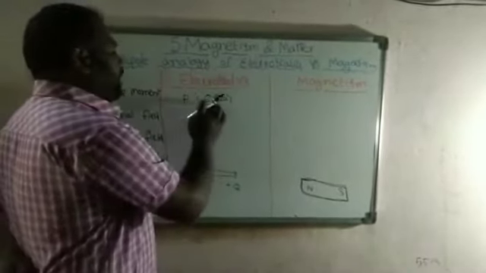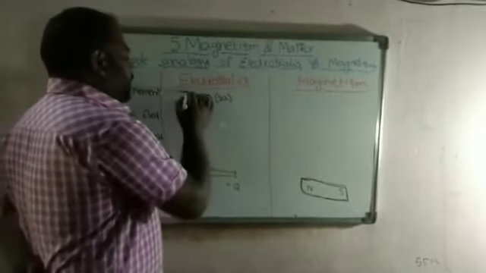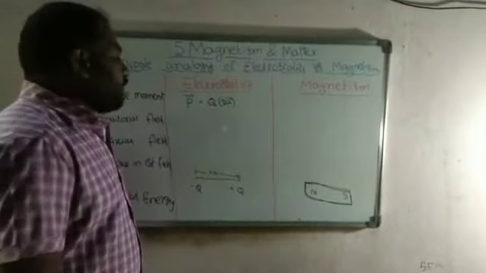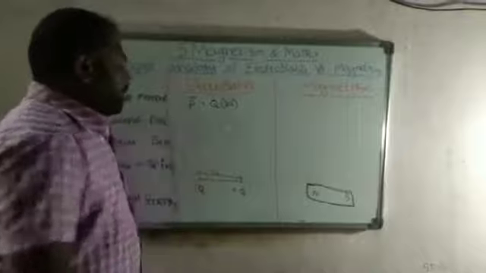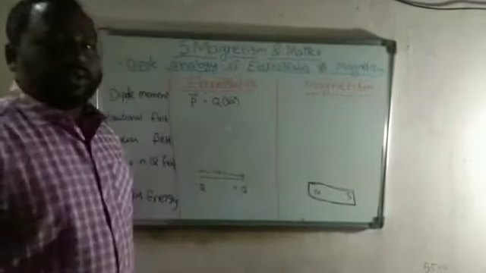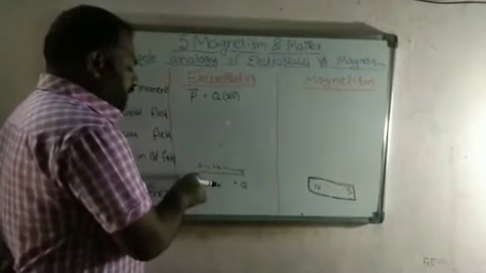Dipole moment P is equal to Q into 2A. It is also a vector quantity: the dipole moment P bar is equal to Q into the length vector, that is, Q into 2A bar. So the dipole moment of the electric dipole is P bar equal to Q into 2A bar. Always the dipole moment is directed from the negative charge to the positive charge.